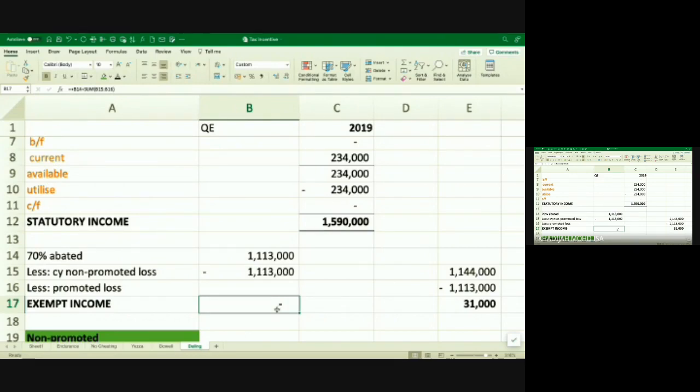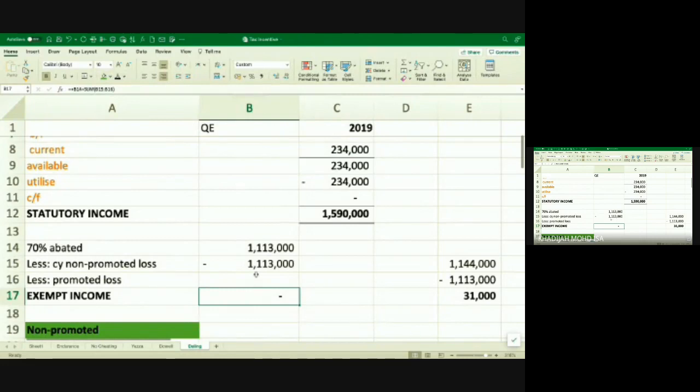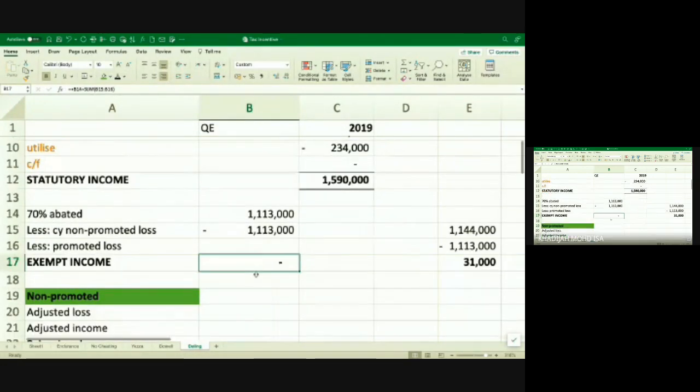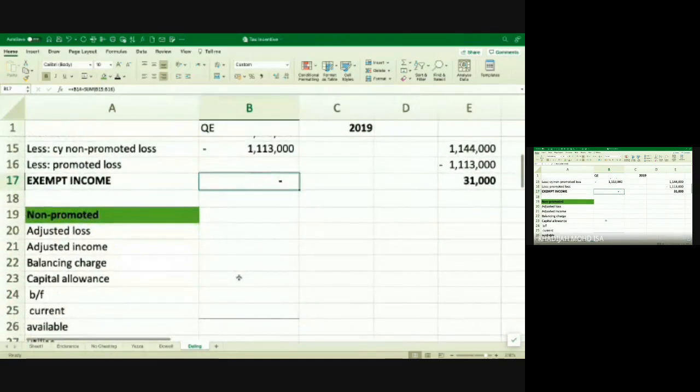This is why we say earlier that if you are applying for a pioneer status, you must make sure that your non-promoted company or business is making a profit, right? Because if it's making a loss, it will absorb your abated income. If you have losses, the losses will reduce how much goes into your exempt income, so it does not benefit the company. You only have to show how much goes into your exempt income, but this computation does not go into the tax computation.